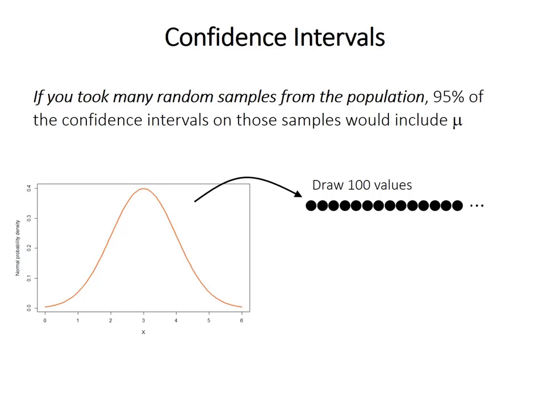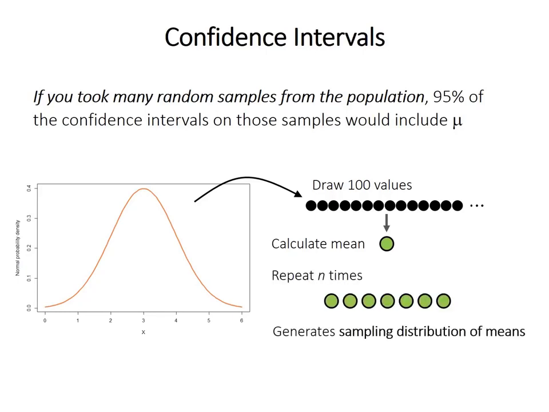We can simulate this method by saying, okay, let's take a random sample of 100 values from our population with a known mean and a known standard deviation, and calculate the mean of that sample. So the green dot is now a sample mean, which is an estimate of our original population mean. We can repeat that process many times, like 10,000 times or whatever, to generate something called a sampling distribution of means. Each of these green circles here now is a sample mean. For each one, we've drawn 100 values from our population and calculated that sample mean.